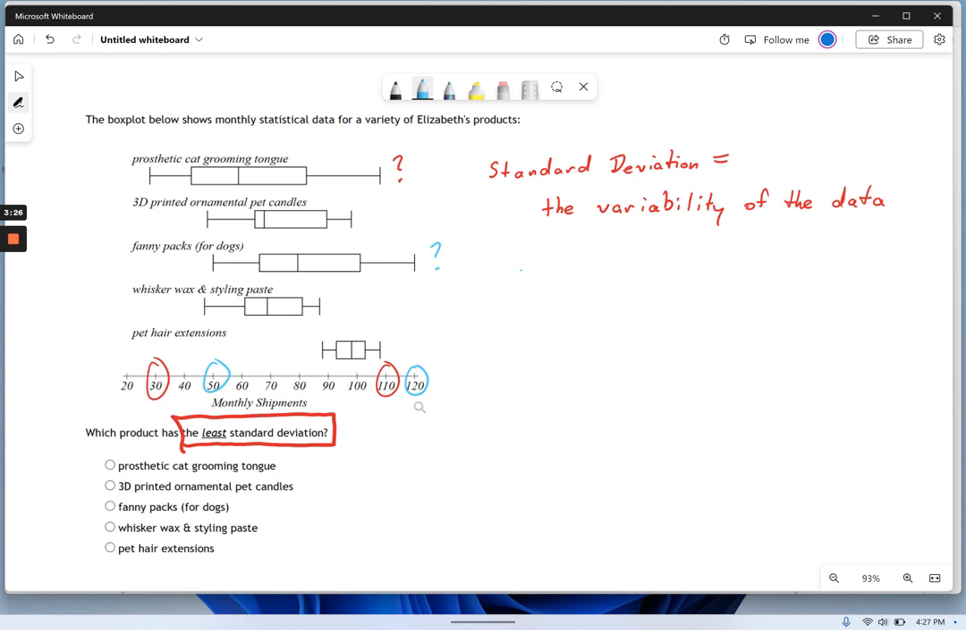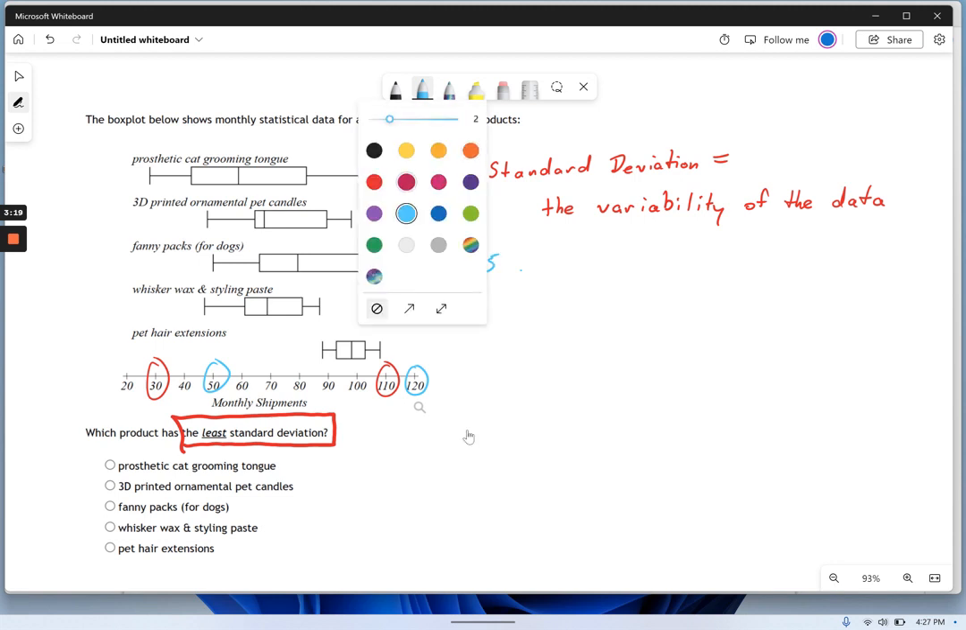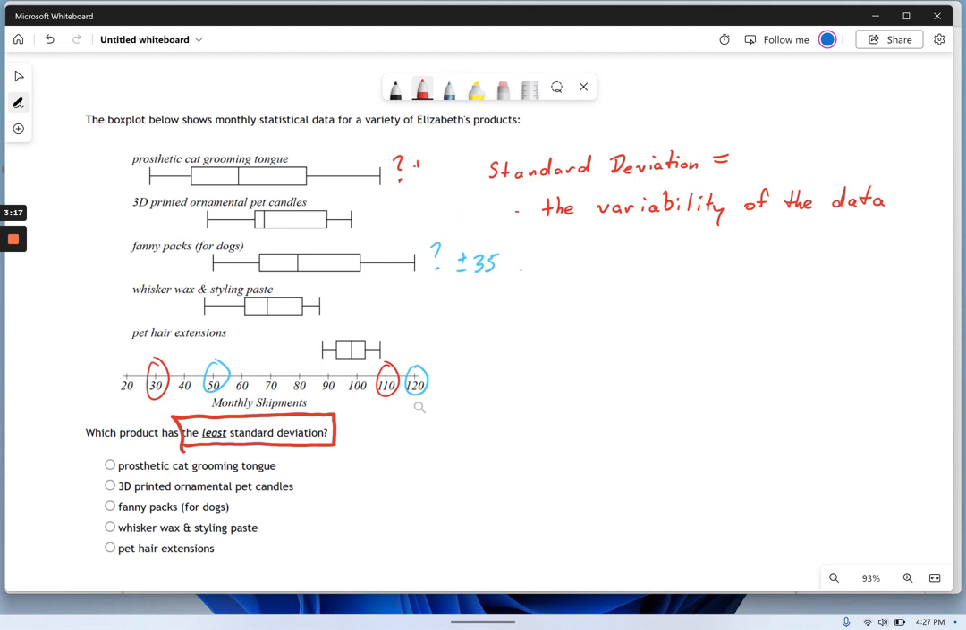120. So that's only about, let's see, plus or minus 35 from the middle, whereas this one up here, the grooming tongue, was plus or minus, what is that, plus or minus 40 from the middle. So sometimes it can be hard to tell from a box plot which one has the standard deviation that's the highest or the lowest. But generally, these questions should be pretty easy to tell in most cases. You just look for either the smallest or the biggest, and if you can't tell, you've got to see which one of these box plots is the widest, which one has the data most spread out.